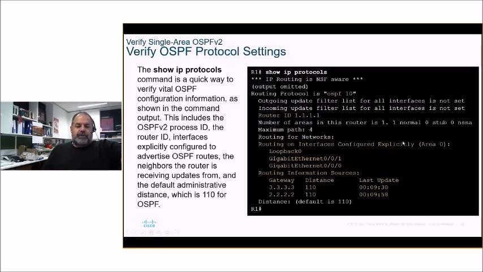Now, show IP protocols, as I said, is a generic command about your IP routing protocols. So OSPF 10, in this case, it's got a router ID, it's got those interface commands that are in there, and it's actually telling you what neighbors it's got. So it's got a fair bit of information there.